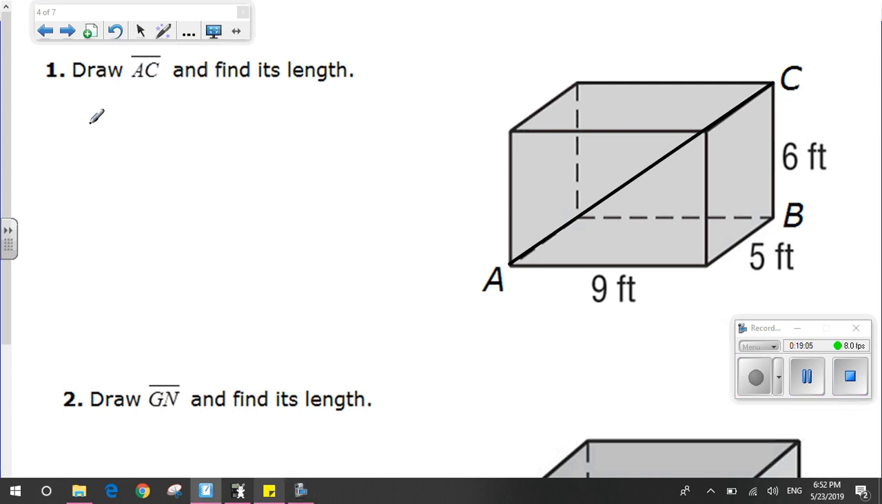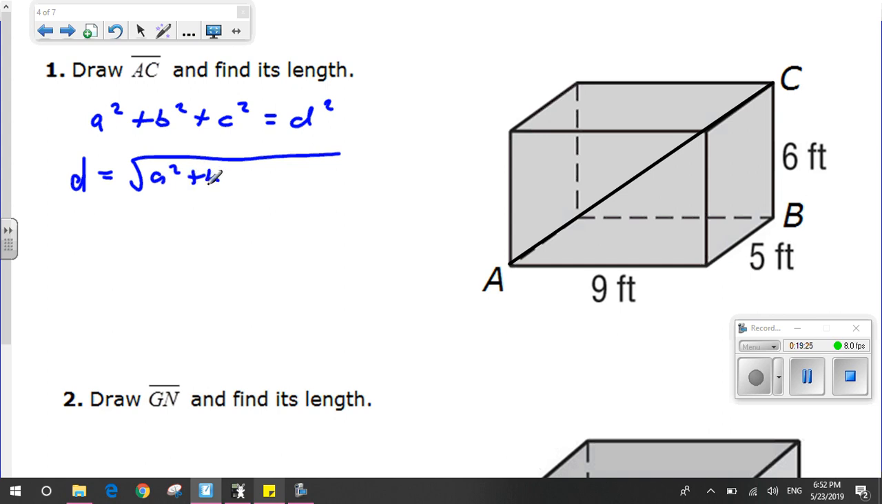So this one is a squared plus b squared plus c squared equals d squared, since it's a three-dimensional object. So the shortcut is d is equal to the square root of a squared plus b squared plus c squared. With that being said, AC, however, is equal to the square root of 9 squared plus 5 squared plus 6 squared.